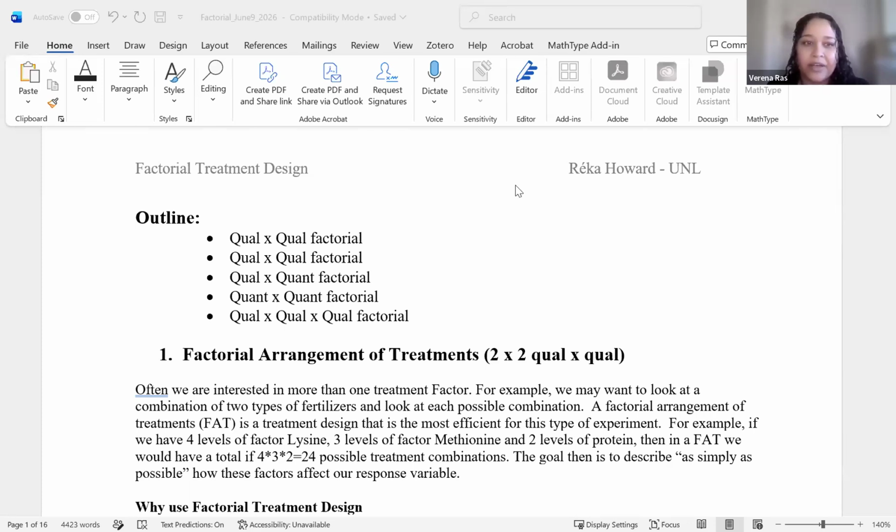Her talk today will cover a practical introduction to factorial designs. And of course, we are very excited to have her here for the second session. So, Dr. Réka Howard, I will then hand over to you.